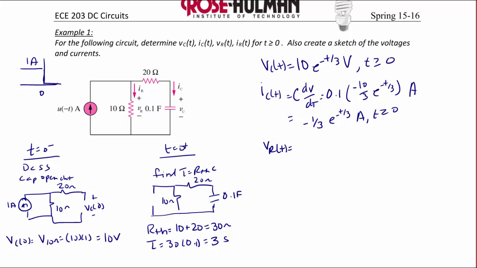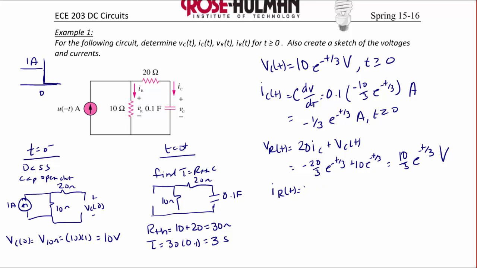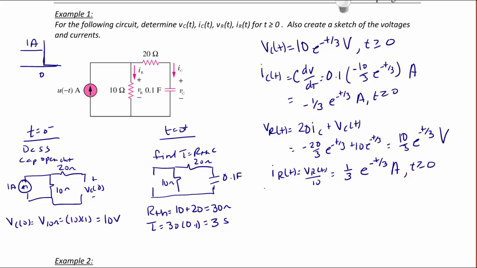VR of t is the voltage across that resistor. So that's going to be 20 IC plus the voltage across the capacitor. So that's going to equal negative 20 over 3 e to the negative t over 3 plus 10 e to the negative t over 3. So that's 30 over 3 minus 20 over 3. So that is 10 over 3 e to the negative t over 3 volts. And then finally, we find the current through that resistor, and that is VR of t over 10, which is 1 over 3 e to the negative t over 3 amps.